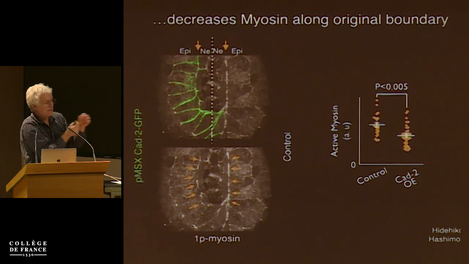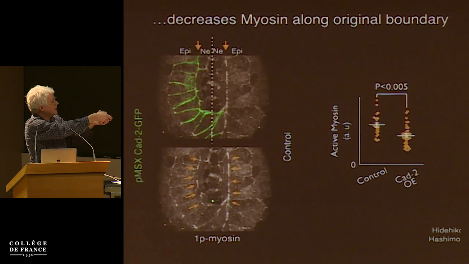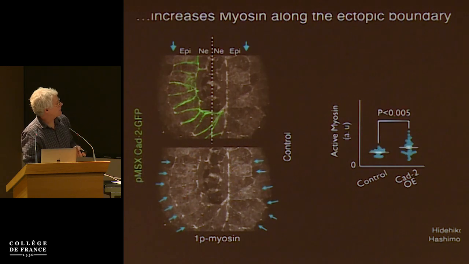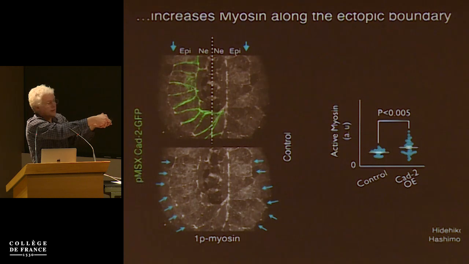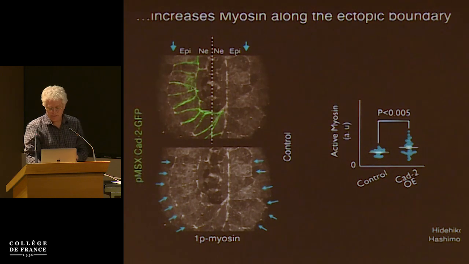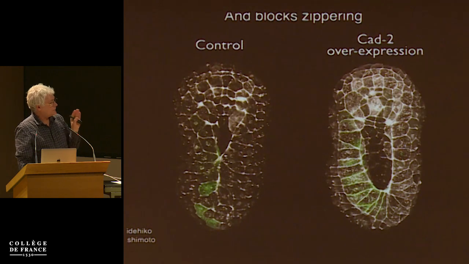Notice also the control side is much straighter, suggesting it's under much more tension than this boundary. In addition, if we look at the ectopically created boundary out here, we see that myosin is activated relative to the control side. Okay? So that confirms both of those predictions. And this manipulation completely blocks zippering.